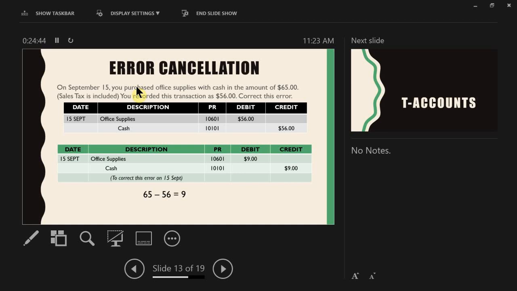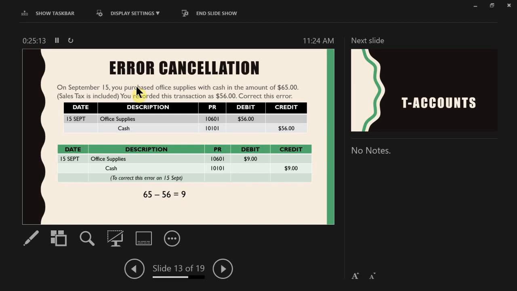So what I'm going to do is I have to think really hard now. Right now, what I'm missing is $9 of supplies. So I need to increase my supplies by $9. And that is what I did. And I counted the money in my pocket, and I'm missing $9. So therefore, I need to subtract or decrease my cash by $9.